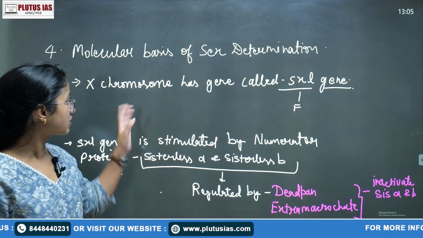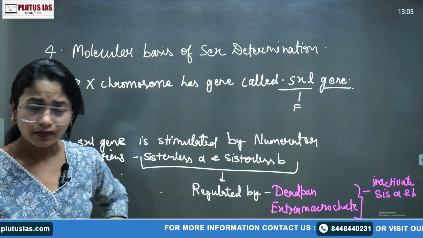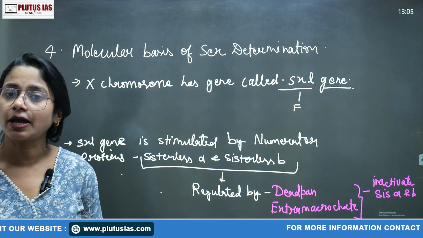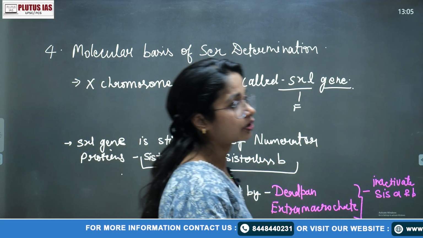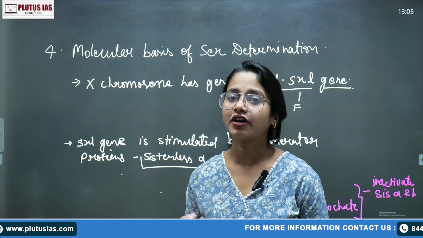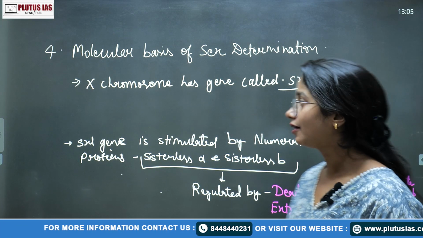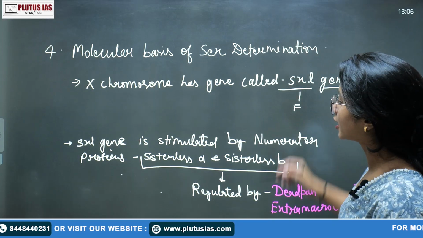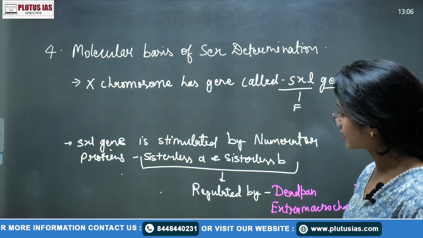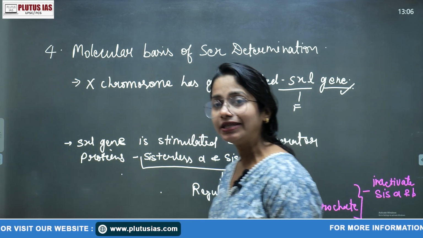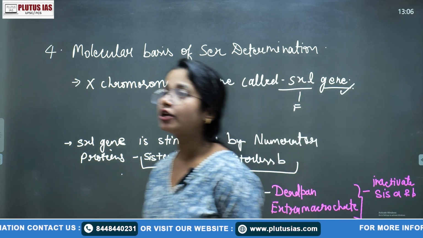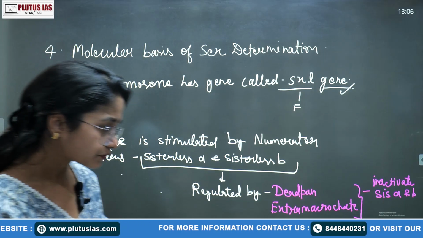Why did I say that? Because this SXL gene is involved in the embryo, and it defines the female characters. The SXL gene has a tendency to define both male and female character. During early development, this SXL gene is regulated by many factors. The X chromosome has the gene called SXL, the sex lethal gene. We know the meaning of a lethal gene, and we have already talked about how the Y chromosome does not involve that much.